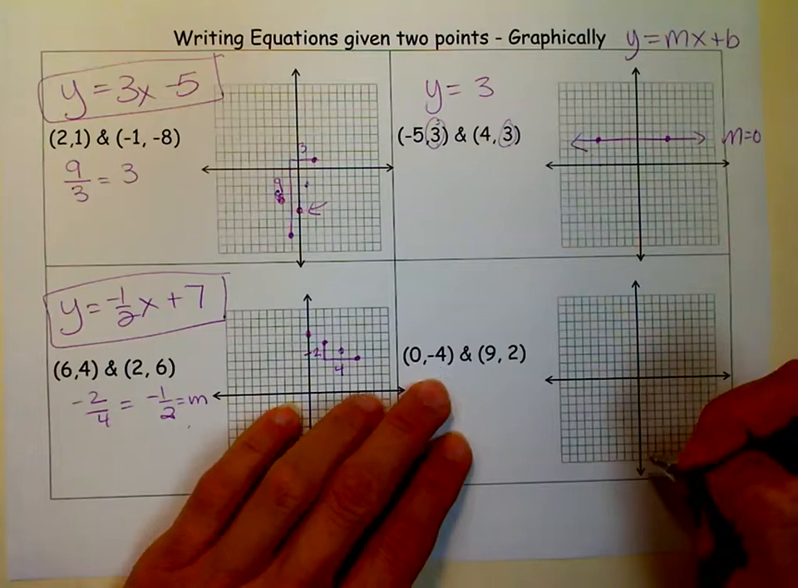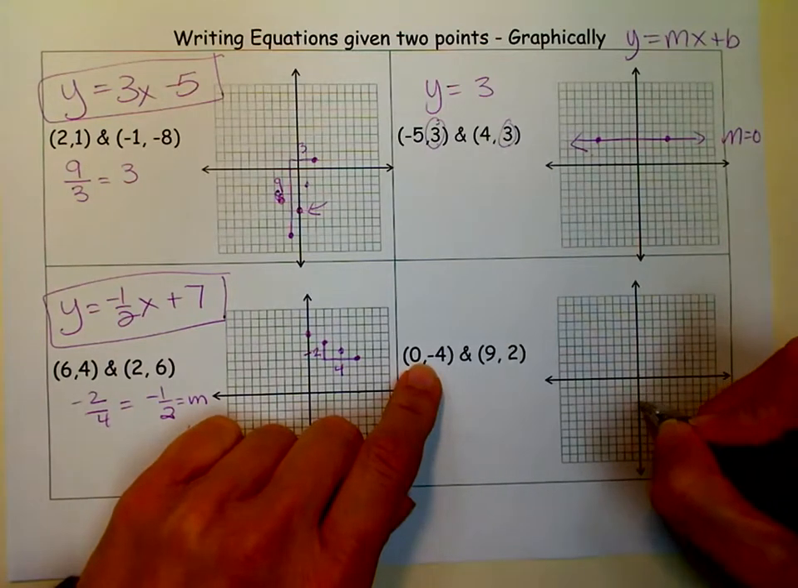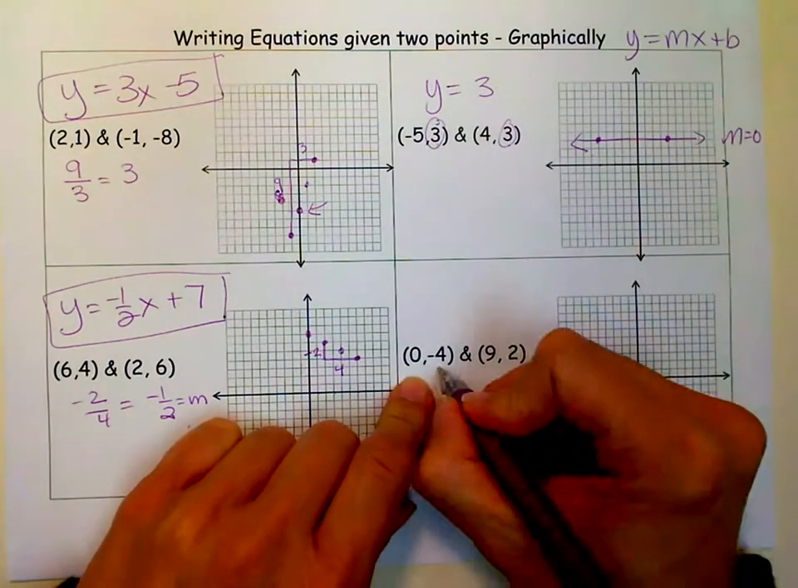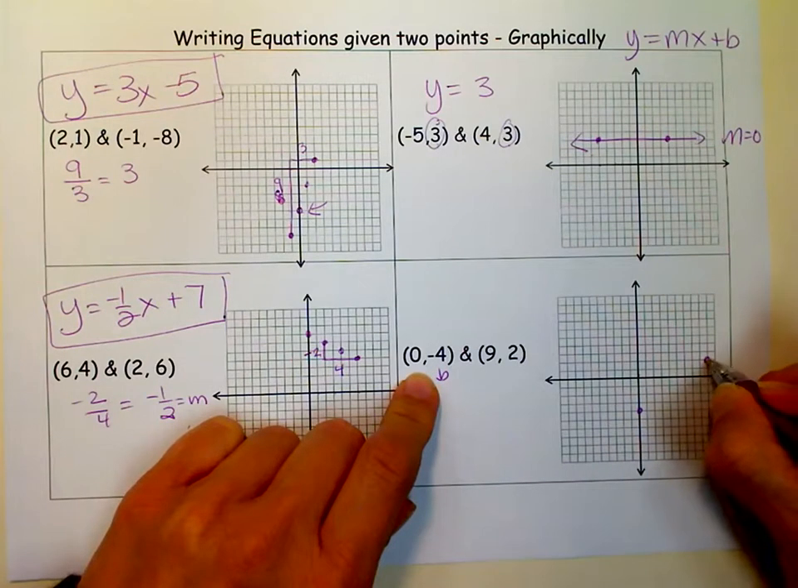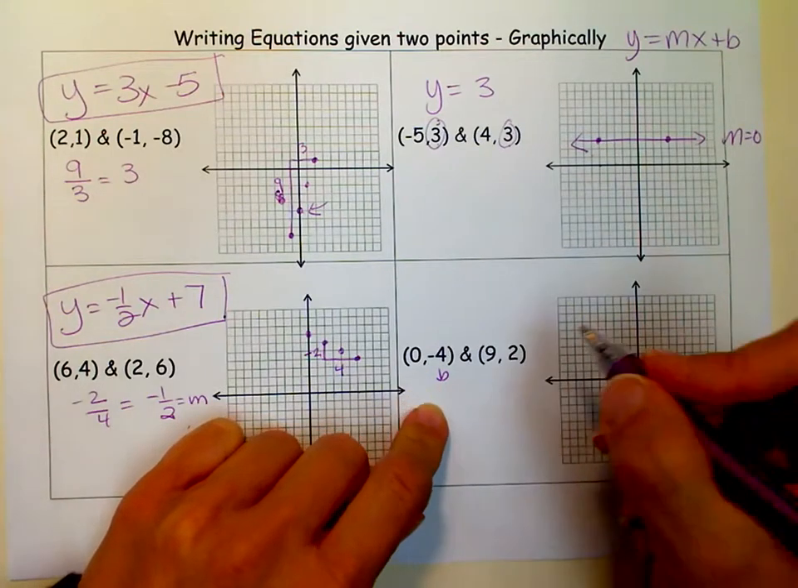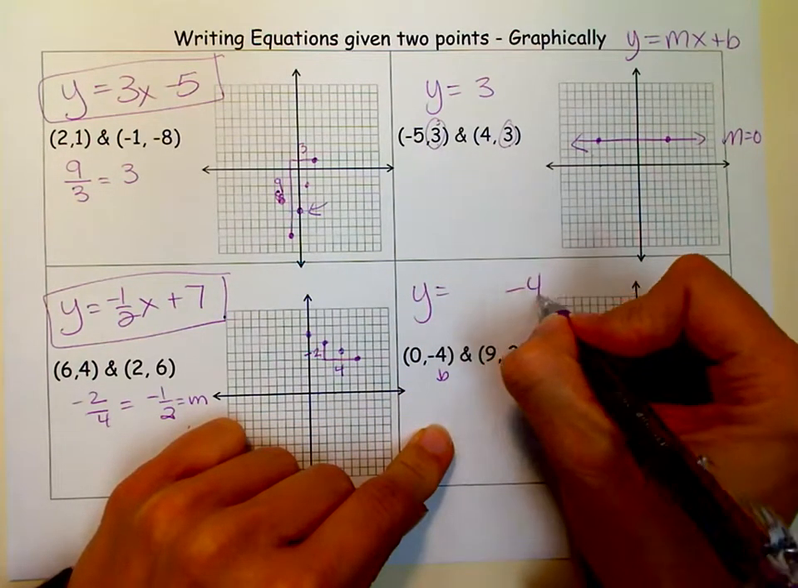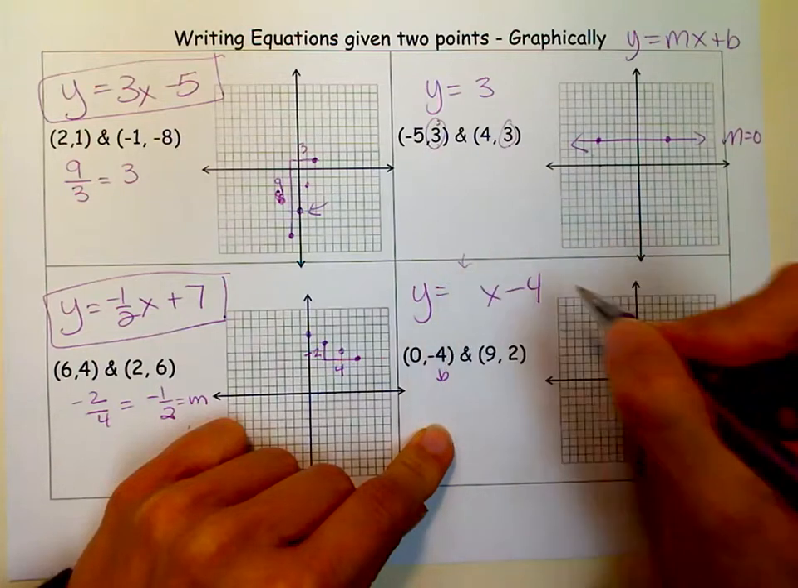And now this one, (0, -4). That's right on my y-axis. So this is actually b. And then (9, 2). Okay, so we've got to find our slope first. We've already actually found our y-intercept, right? It's -4. So we just need to put the slope right there.